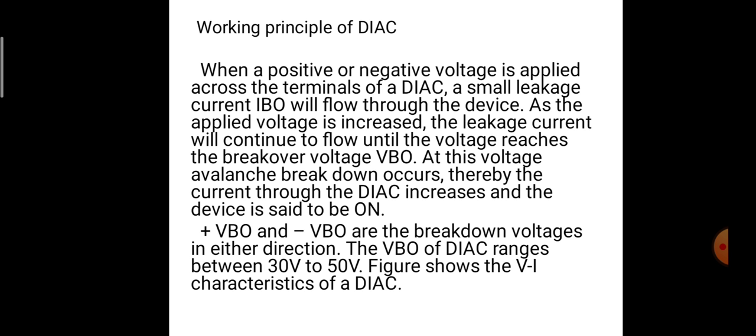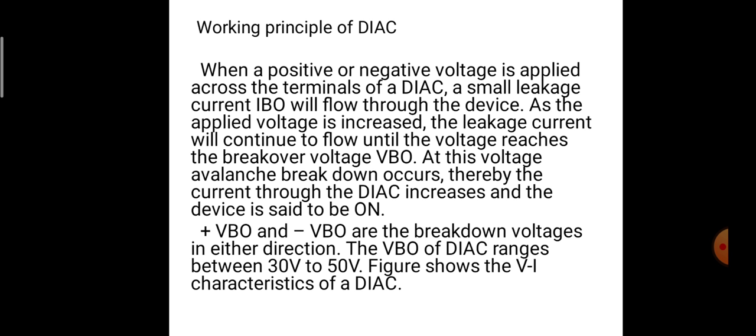When a positive or negative voltage is applied across the terminals of a diac, a small leakage current IBO will flow through the device. As the applied voltage is increased, the leakage current will continue to flow until the voltage reaches the breakover voltage VBO. At this voltage, avalanche breakdown occurs, thereby the current through the diac increases. The device is said to be on.